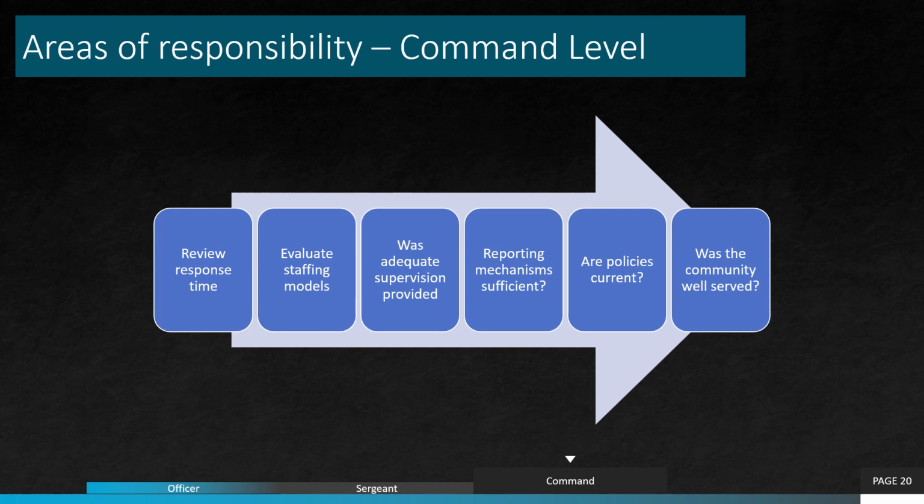If that call is cleared and nobody ever went back to the reporting party to give them any information, they probably don't feel that anything was done, because nobody ever communicated back that they even responded.